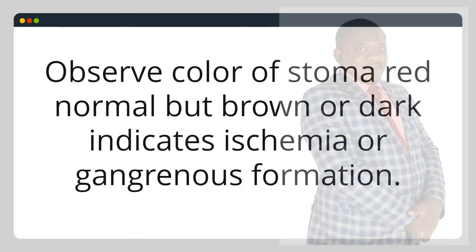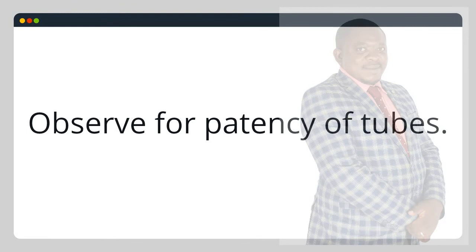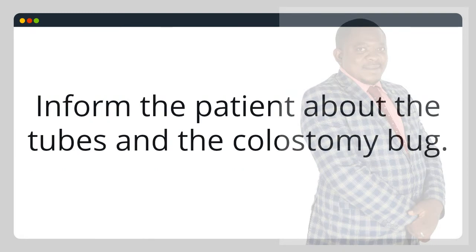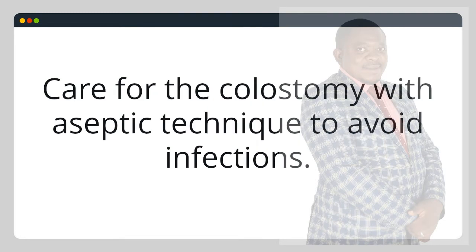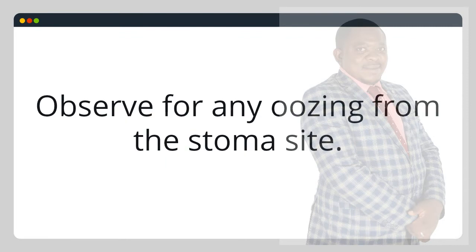Colostomy care. Observe color of stoma: red is normal but brown or dark indicates ischemia or gangrenous formation. Observe the skin for excoriation. Observe for patency of tubes. Observe for function of the colostomy, which normally starts to function after 3 to 6 days. Inform the patient about the tubes and the colostomy bag. Care for the colostomy with aseptic technique to avoid infections. Use Nystatin powder at the stoma site to prevent fungal infections. Observe for any oozing from the stoma site.